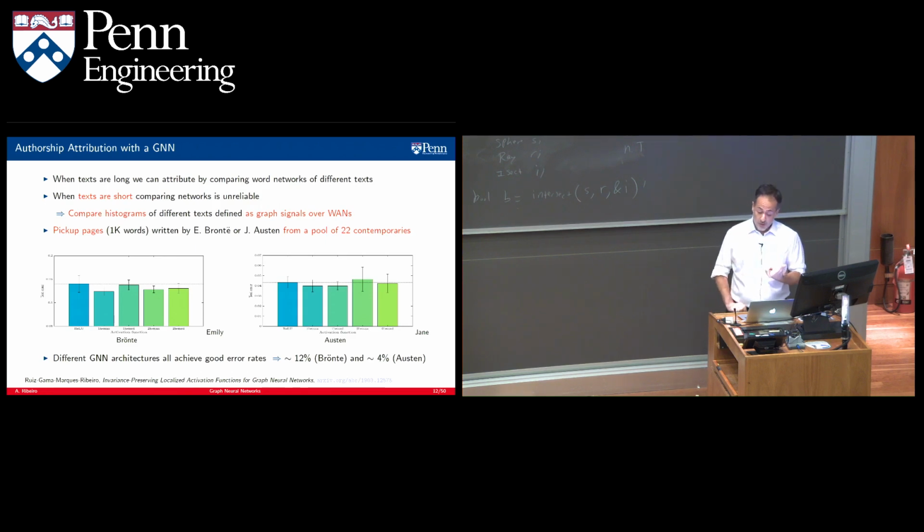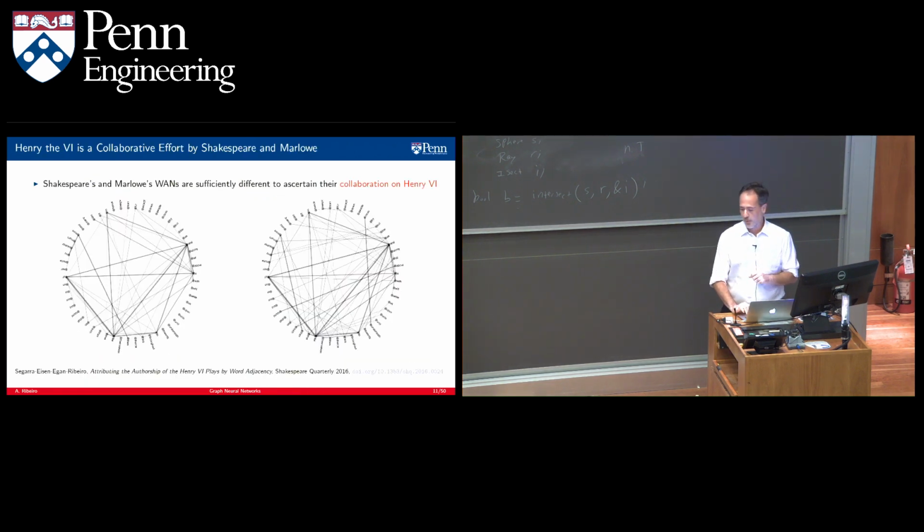So if your texts are short, however, what you could do is go ahead and compare histograms. Now, how would you compare histograms? Well, you would compare them with a neural network, right? I told you this is what you should be doing. But what neural network? Because these words don't have a notion of proximity. Oh, but wait, they do, right? Because that's precisely what the word adjacency network is: a notion of proximity between words.